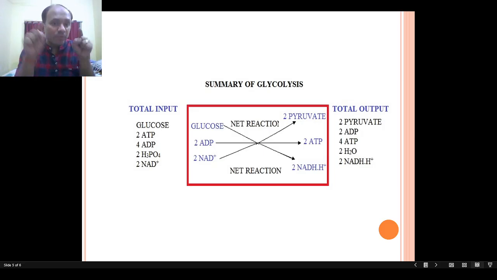In the next class, we will find out how the energy balance sheet of the entire pathway of breakdown of glucose is generated. Here you can see that we gain 2 ATP molecules just from the pathway, and the NADH produced in the pathway also generates ATP, but that we will take in the next class.